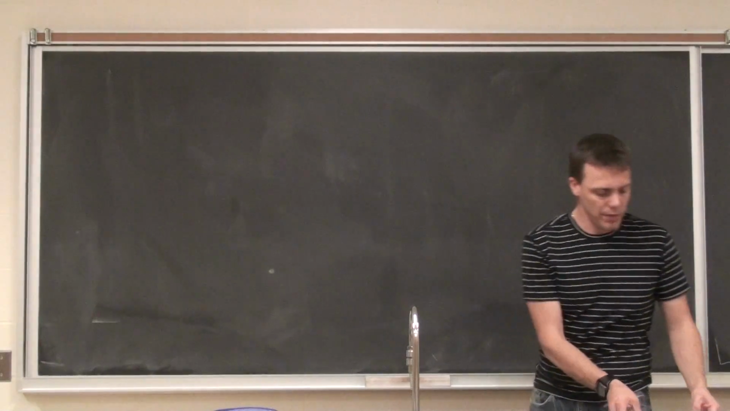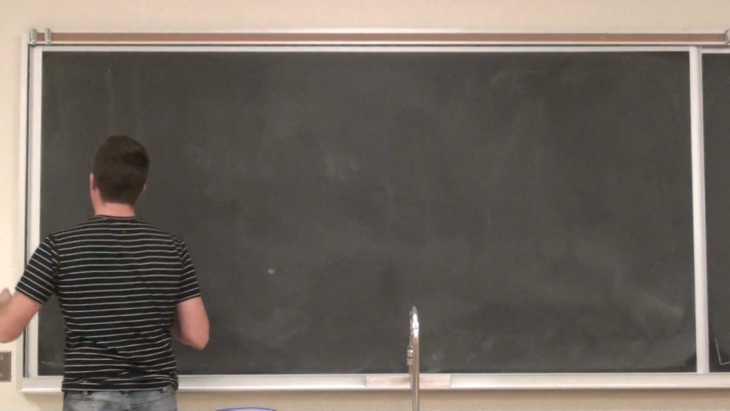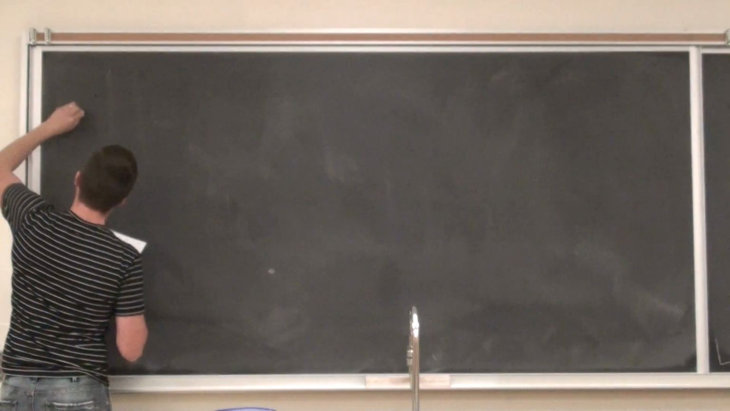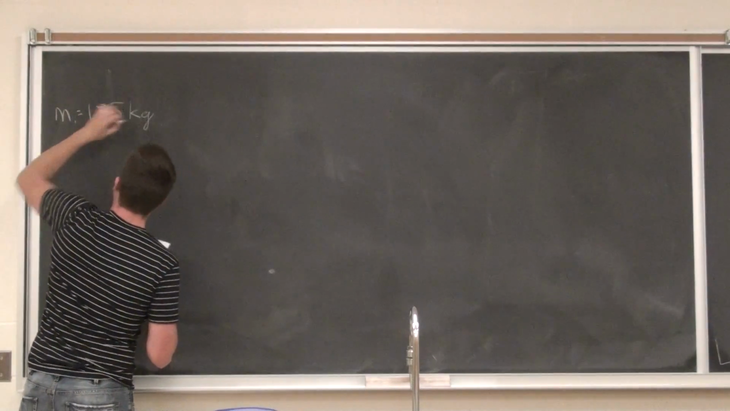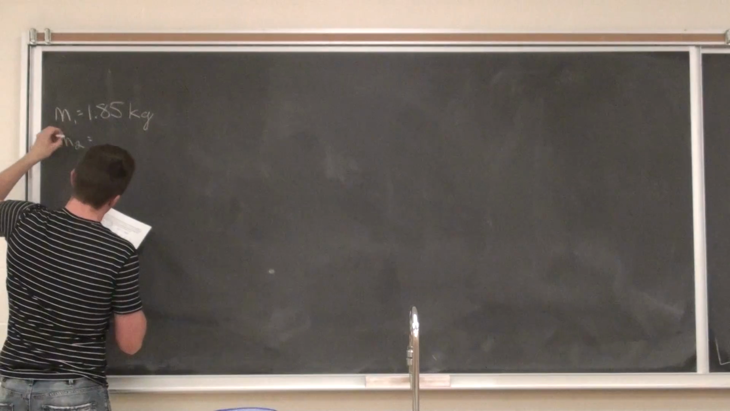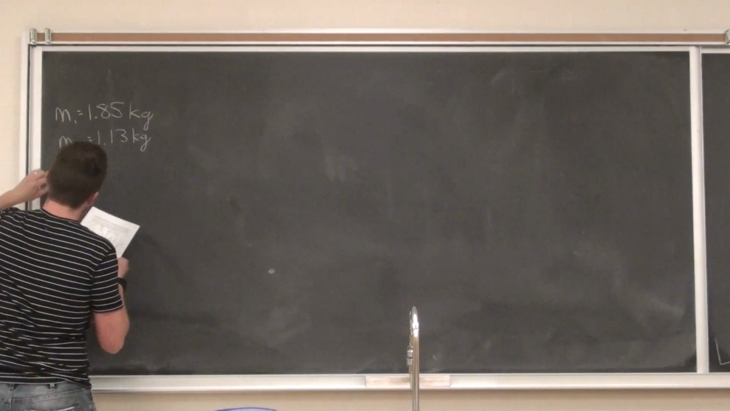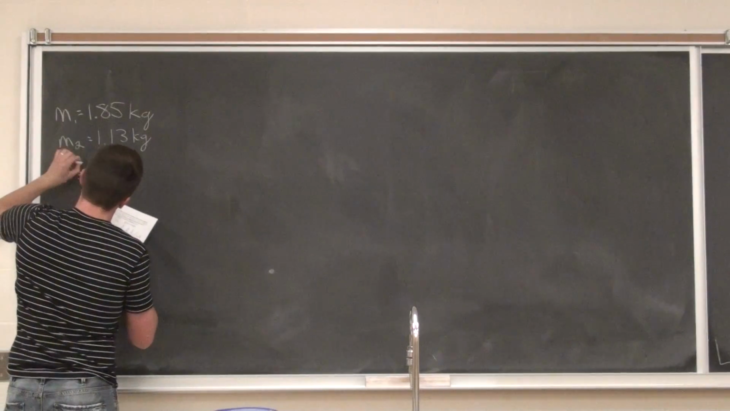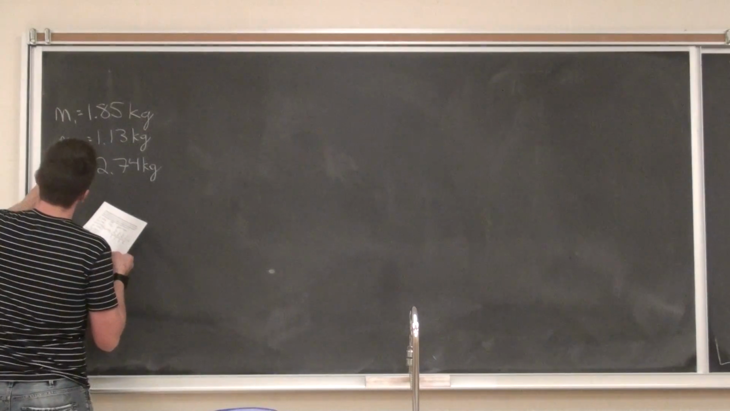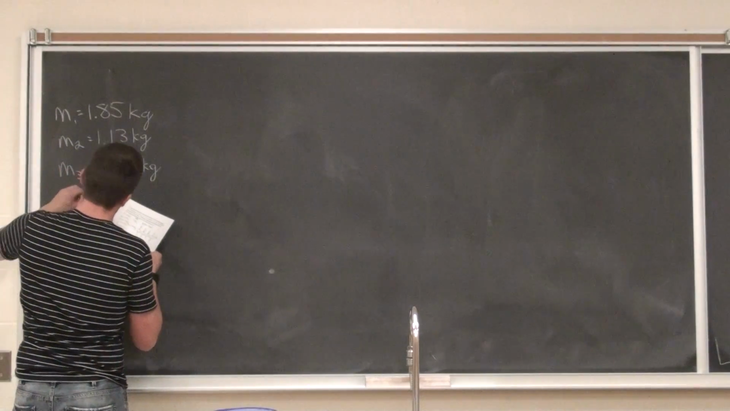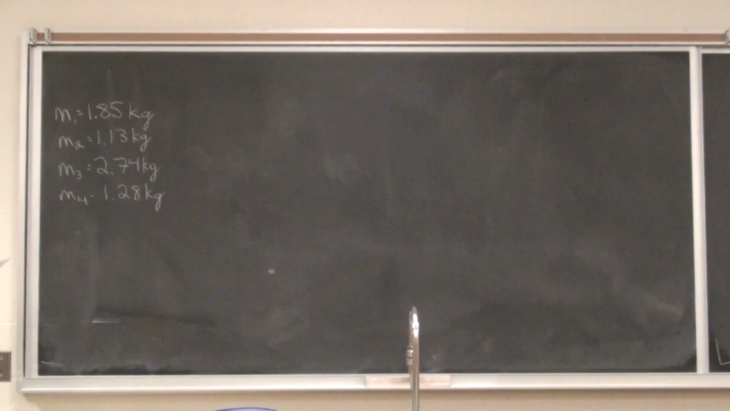So in the second reading, we start off, a child is pulling a toy train that consists of 4 cars with masses. We are given the 4 masses, so we write those down. It's time to organize our information. m1 is 1.85 kilograms. m2 is 1.13 kilograms. m3 is 2.74 kilograms. m4 finally is 1.28 kilograms. So we've organized that. Then we continue reading.